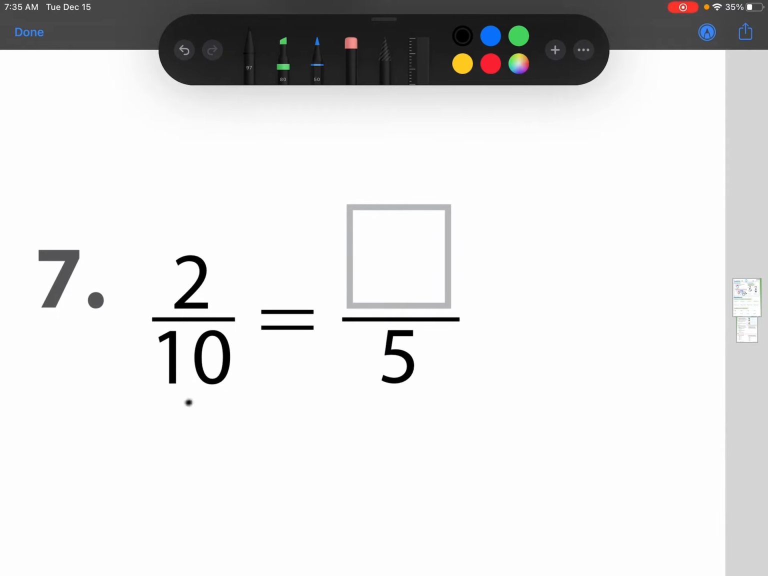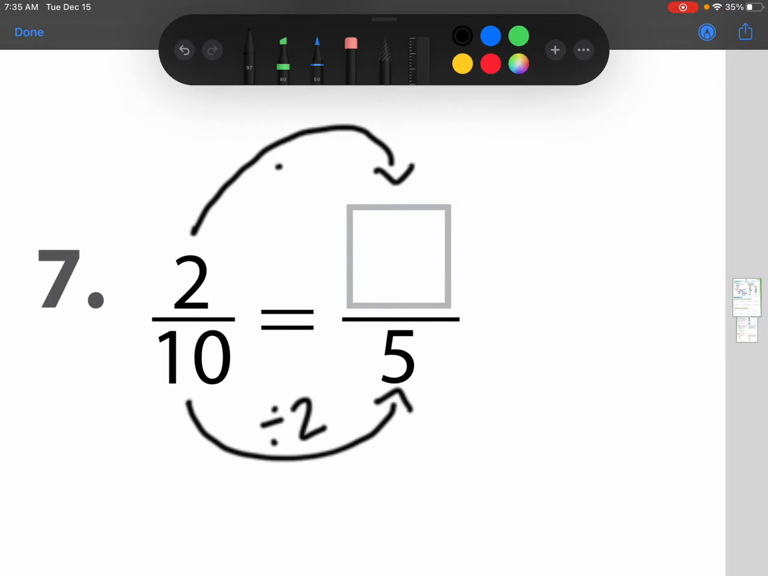Number 7. How to get from 10 to 5? Well, I divided by 2. And whatever I do to the denominator, I have to do to the numerator. So I have to divide the top by 2. 2 divided by 2 is 1.